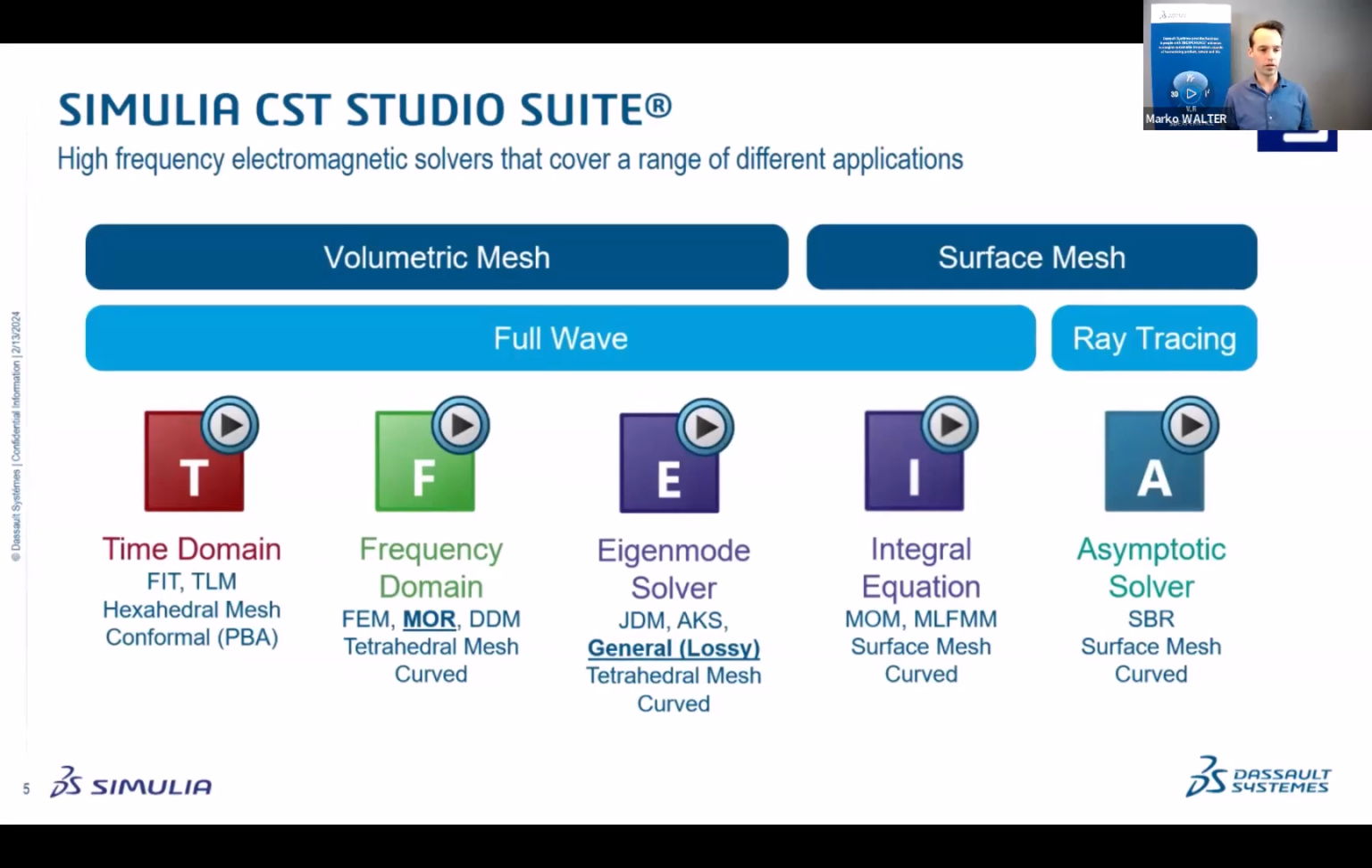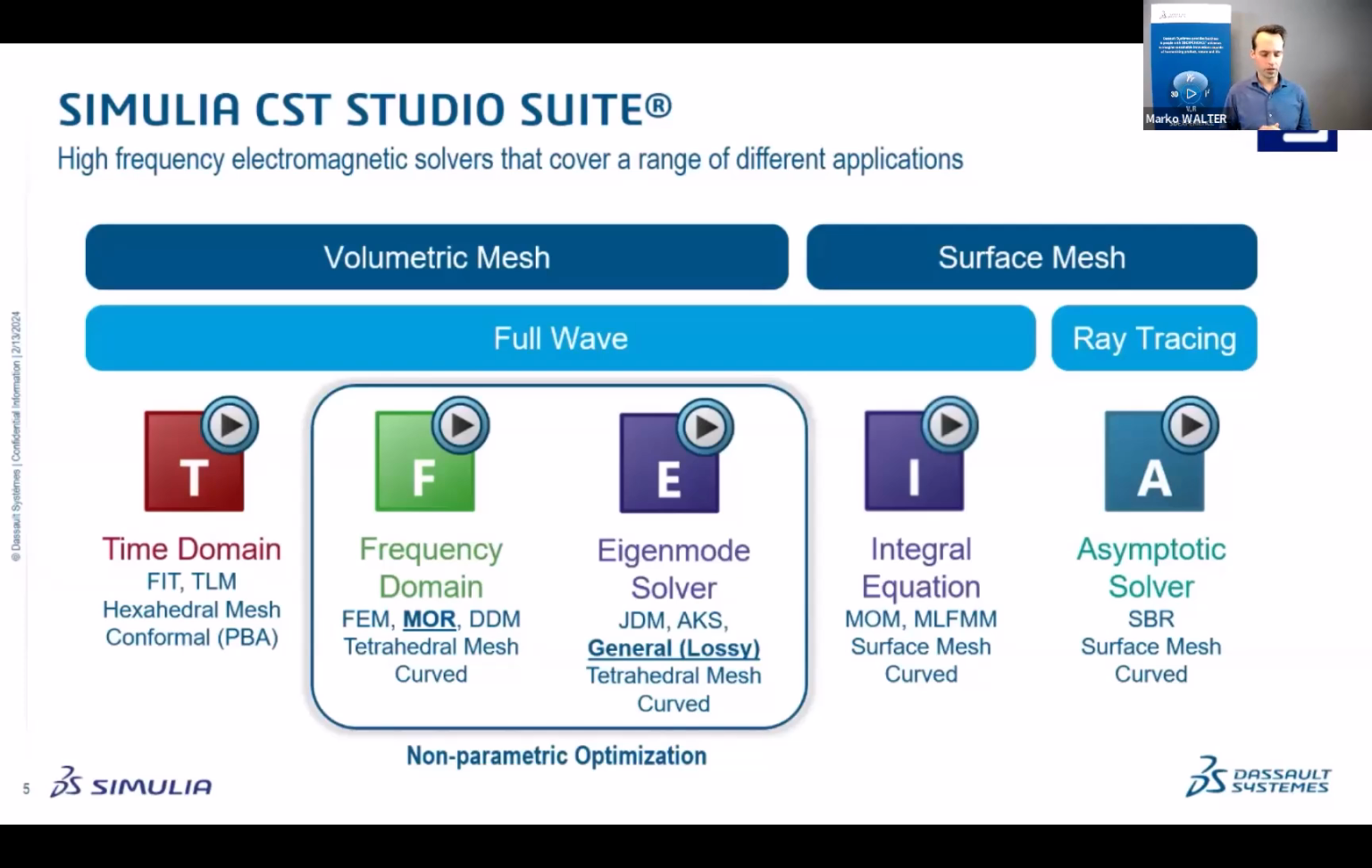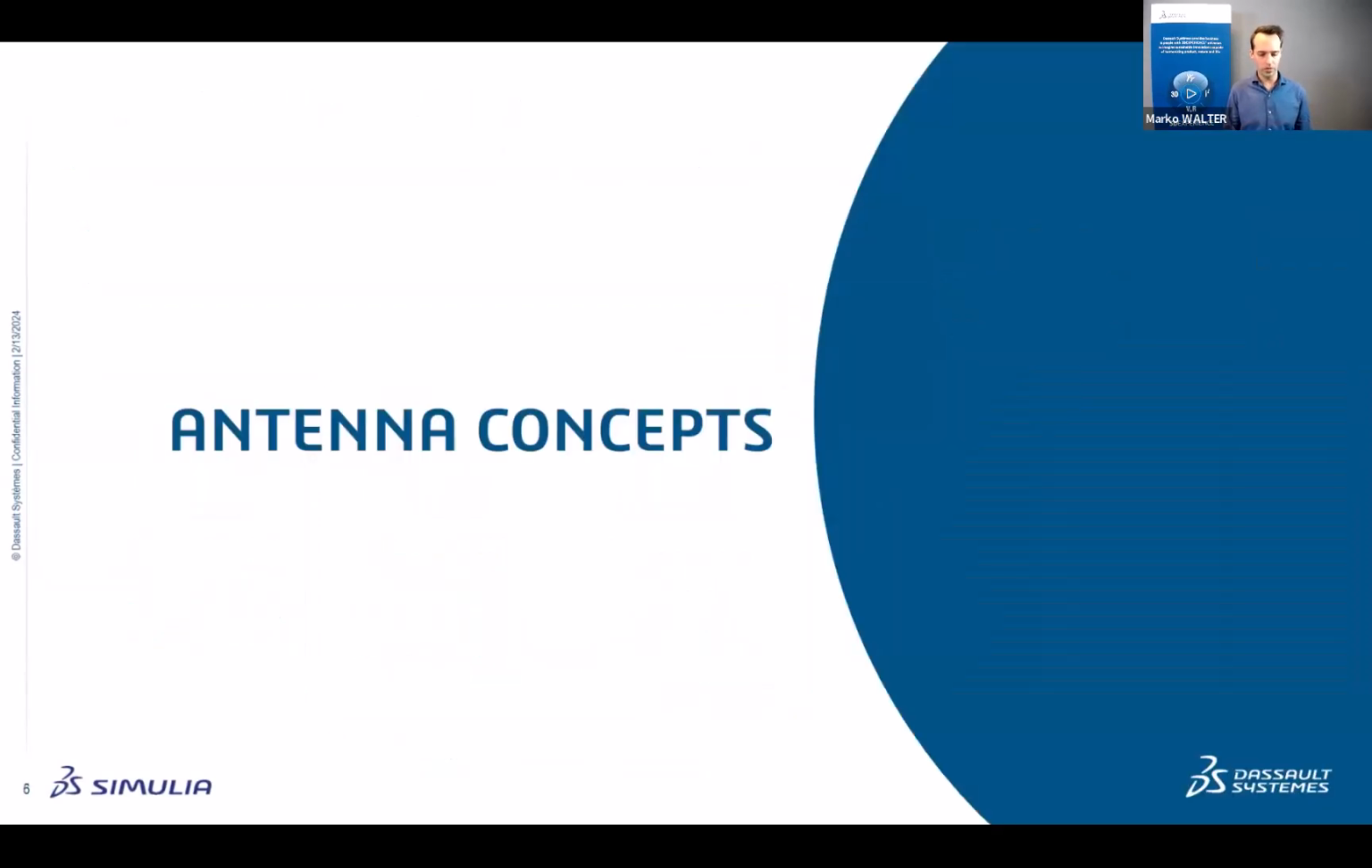You have seen this in an earlier talk, the different solvers we have available. Now, for non-parametric optimization, we support the frequency domain solver with model order reduction, as well as the eigenmode solver with general lossy, meaning that it can also take loading effects into account. But the eigenmode solver is a bit more tricky when it comes to topology optimization, though well suited for shaping. But we're not going to focus on this because we're going to focus on driven problems today, and specifically scattering problems in terms of antennas. So let's talk about some antenna concepts. Let's start with just some conceptual things.